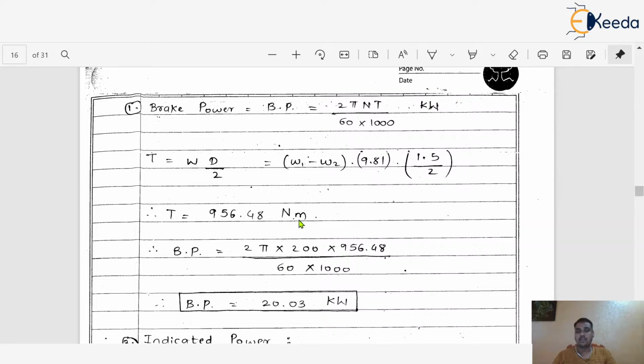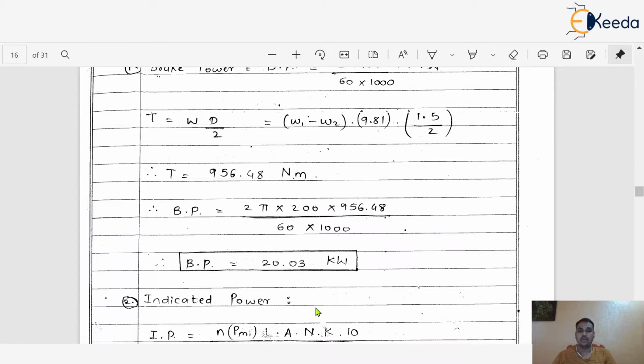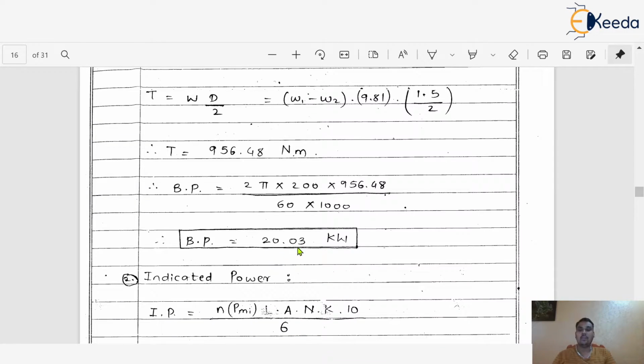So please do the calculations with your own calculator and check this particular answer. After getting the value of torque, we can put the value of torque in the equation of brake power. So 2 into pi into RPM, that is 200, into the calculated torque, that is 956.48, divided by 60 into 1000, and we can calculate the brake power, which is equal to 20.03 kilowatt.